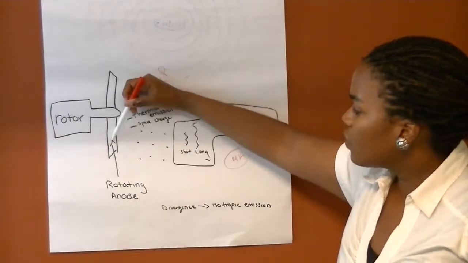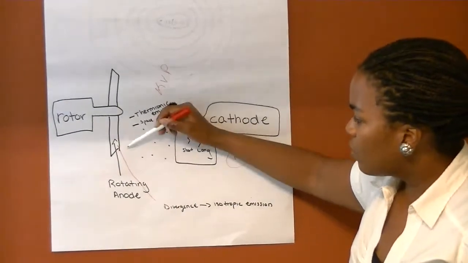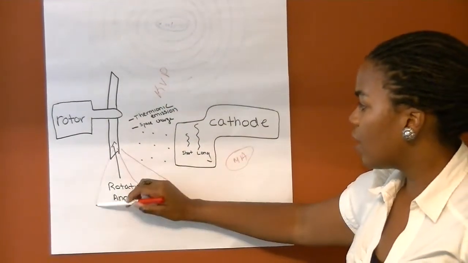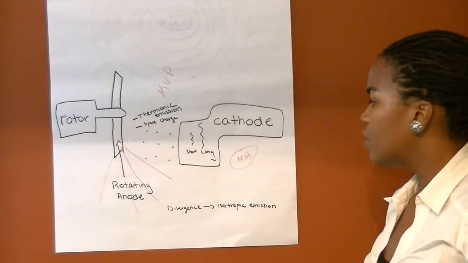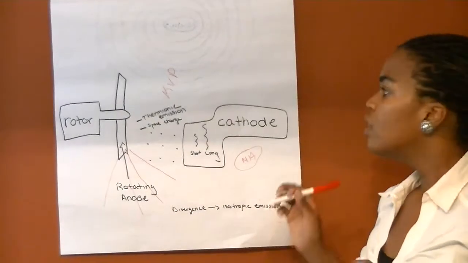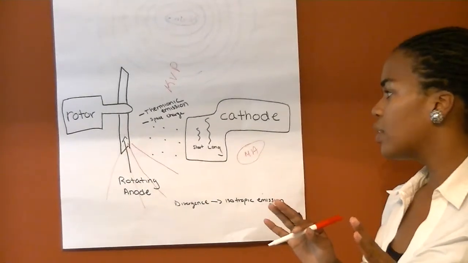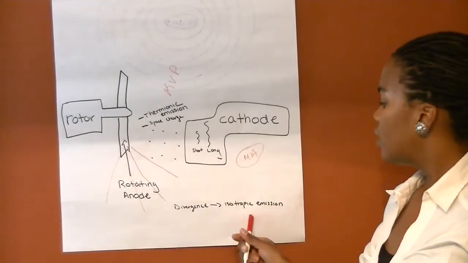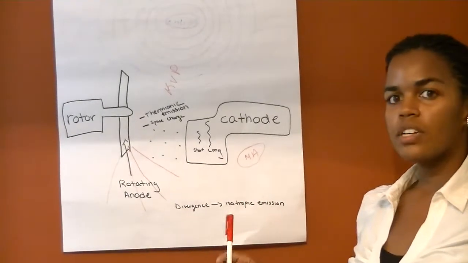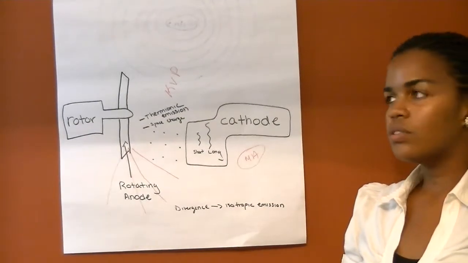Once the electrons reach the focal spot on the rotating anode, this is when X-rays are going to be produced in all directions. The emission of X-rays is going to be called isotropic emission. So thermionic emission is when we have electrons initially being separated from their filaments, and isotropic emission is when we have X-rays being produced from the focal spot on the rotating anode.